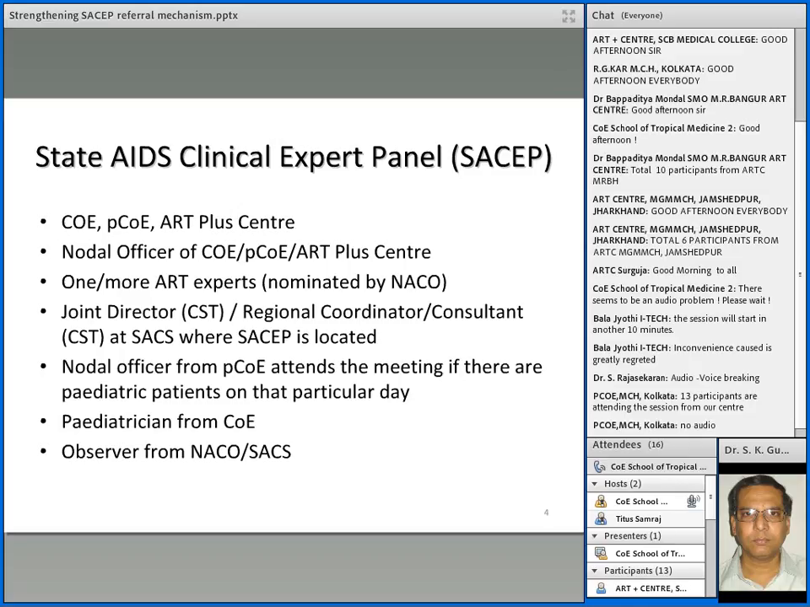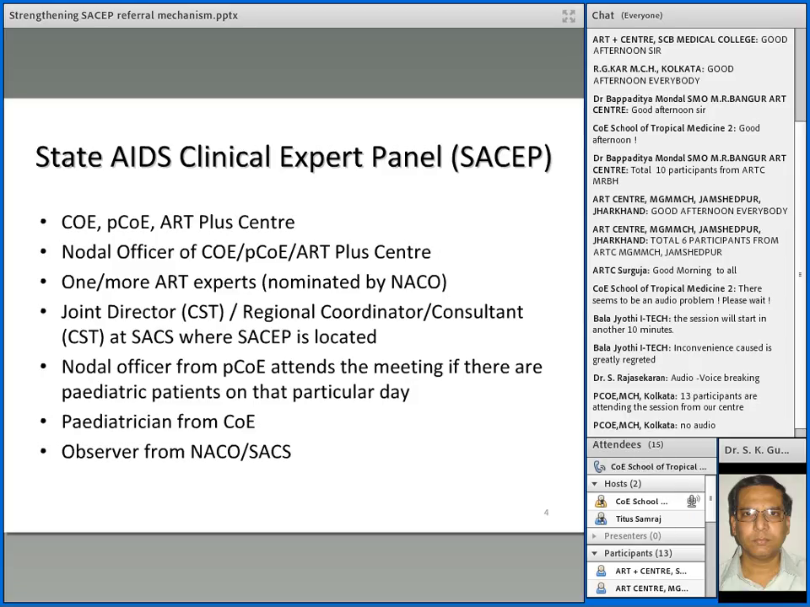In the SACEP, the nodal officer of the COE or the PCOE or the ART plus center is there, and there are one or more ART experts as nominated by the National AIDS Control Organization. Additionally, there are important people from the national program as well, particularly from the State AIDS Control Societies, the Joint Director or the Consultant CST, where the SACEP is located. Additionally, the Regional Coordinator of CST of the National AIDS Control Organization is also a member of this SACEP.